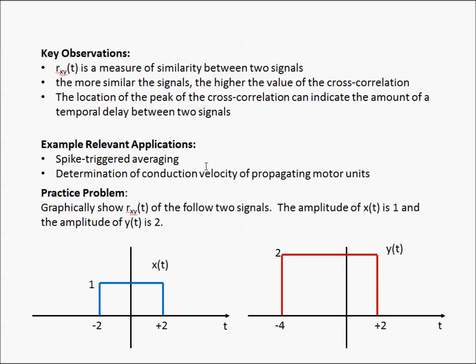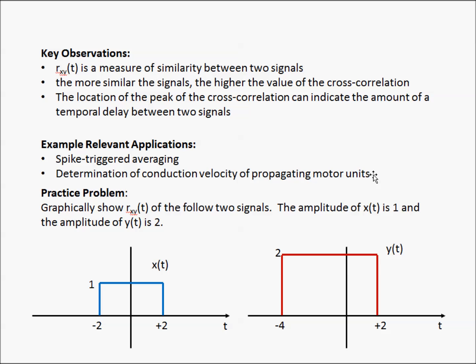The other is we're going to go back to determine conduction velocity. So we're going to use the delay, how the cross-correlation gives us access to the temporal delay between signals, and we're going to use that to help us determine what the conduction velocity of propagating motor units are. So these are some real-world applications that I've used in the past. They're used quite often, actually.